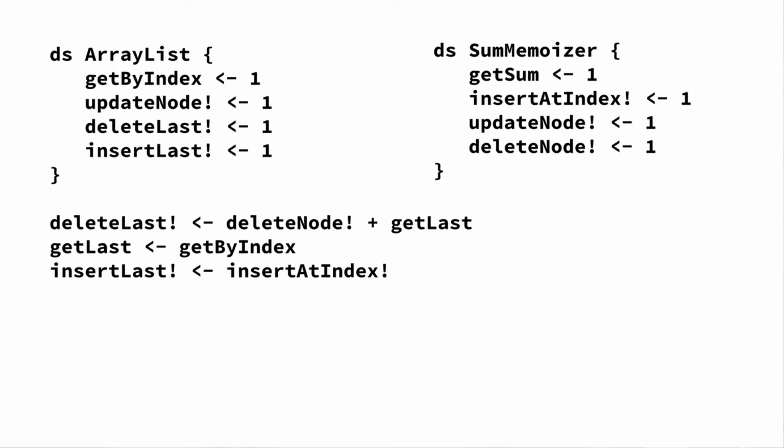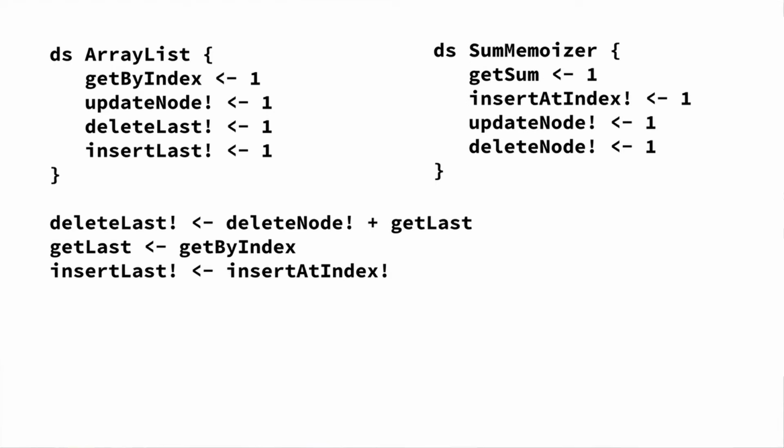So now let's look at how we might want to combine these. We have an array list on the left, which has these methods get by index, update node, delete last, and insert last. And we have a sum memoizer. Let's look at how these four methods are implemented. Remember that the sum memoizer is just an int that we're storing somewhere. So you can get the sum, you just return the int.